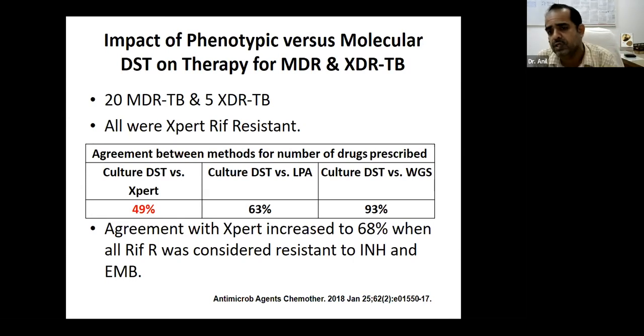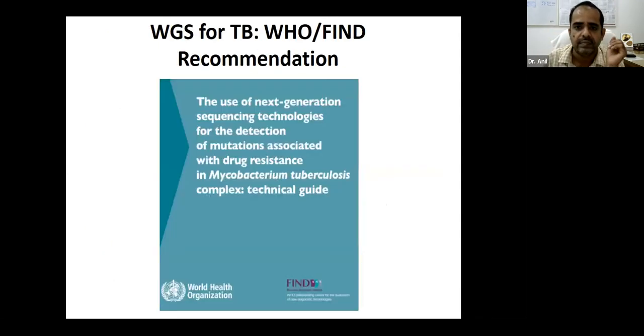So whole genome sequencing should be the way forward for doing genotypic DST rather than doing a phenotypic DST in case of Mycobacterium. Now, whole genome sequencing has been endorsed by FIND and WHO. They have a technical guide. It's freely available online. You can look into it. They also endorse whole genome sequencing for genotypic drug susceptibility rather than going for a phenotypic susceptibility, which takes long. Especially for first-line antibiotics, it is an excellent choice.